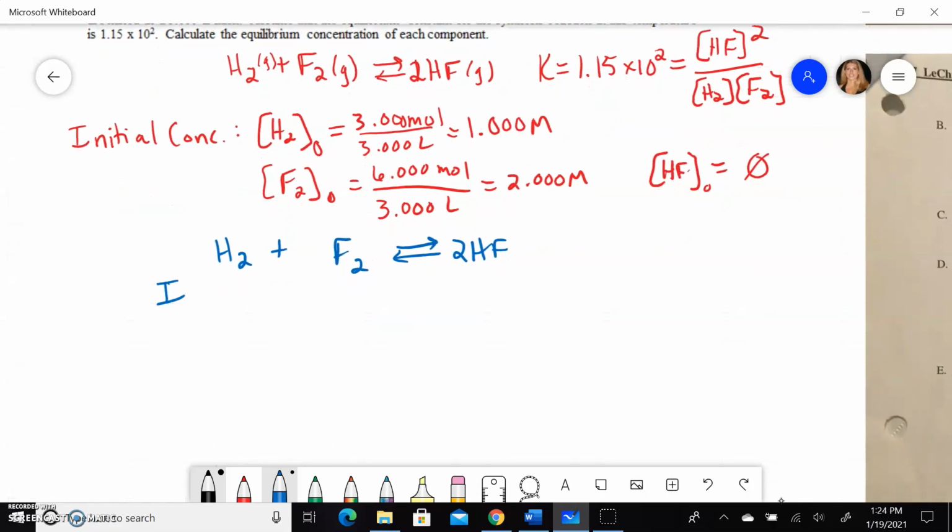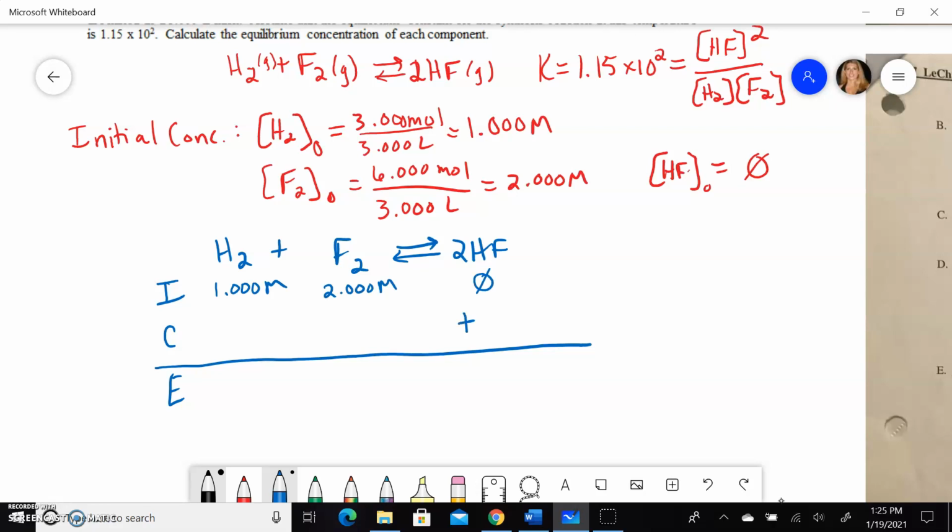I stands for initial, so this is going to be our initial concentration. C stands for change, so it's going to change by some amount as the reaction shifts. And then E stands for equilibrium, so once it's reached equilibrium, we can calculate our new concentrations. So we have initial concentrations of these two. And we know it's going to shift towards the 0. So we know we're going to increase the amount of hydrogen fluoride and we're going to decrease the amount of the two reactants. We don't know how much yet, so we're going to put X for these amounts.